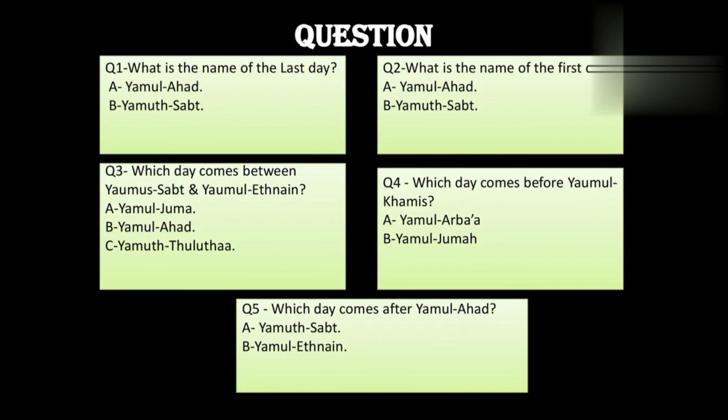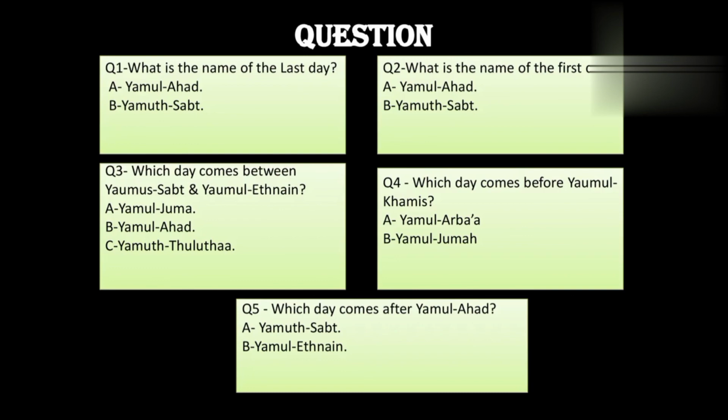The second question is, what is the name of the first day? A. Yamul-Ahad, B. Yamuth-Sabt. Third question is, which day comes between Yamuth-Sabt and Yamul-Ethnain? A. Yamul-Jum'a, B. Yamul-Ahad, C. Yamuth-Thulutha.